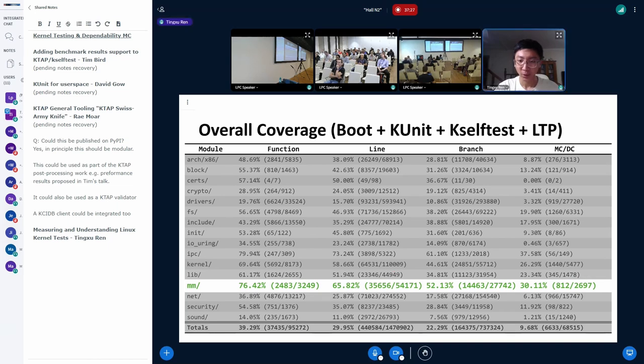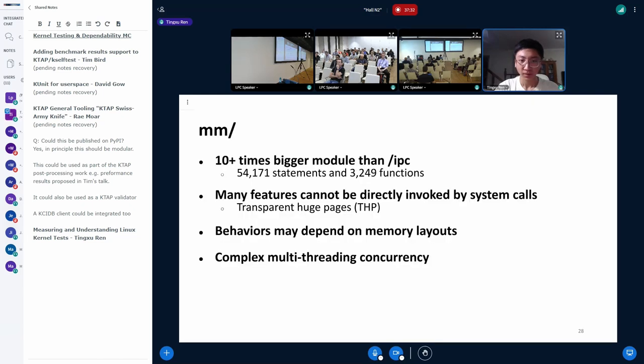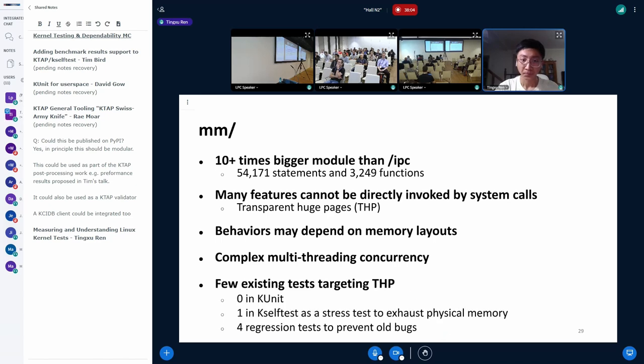After that, let's go to see one more module, which is the MM submodule. The MM submodule is very different from IPC. Not only because it is much bigger, but also because most of the features cannot be directly invoked by system calls, for example, transparent huge pages. The behavior in memory management may also depend on certain memory layout. And there is also complex multi-threading concurrency. So we are expecting to find some different cases here.